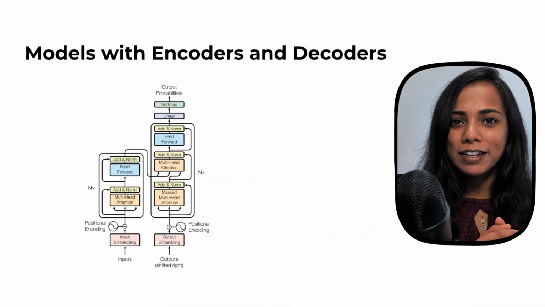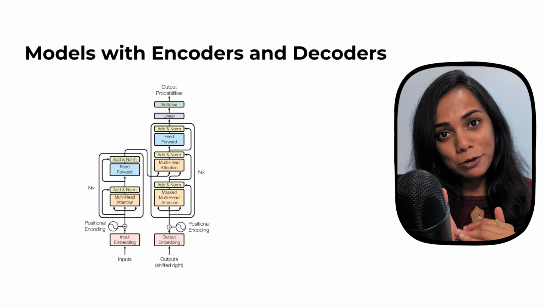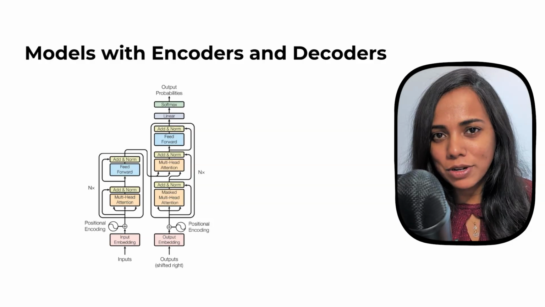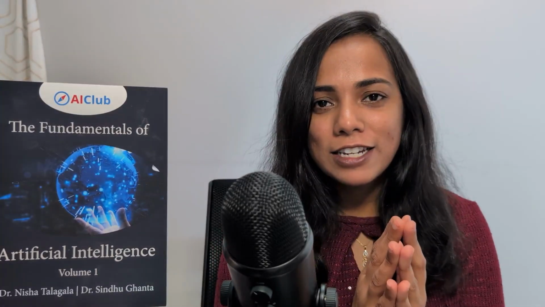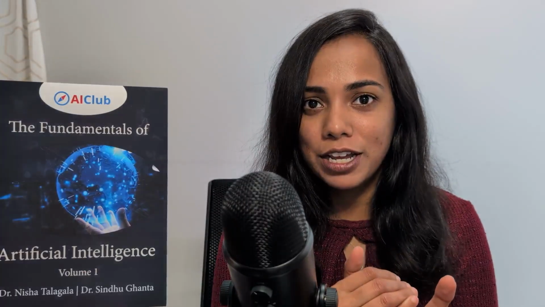So let's look at encoder-decoder models. When both encoder and decoder are present, how would multimodality work? This architecture is especially popular for tasks like image captioning, video summarization, or turning audio into text. And here's why.